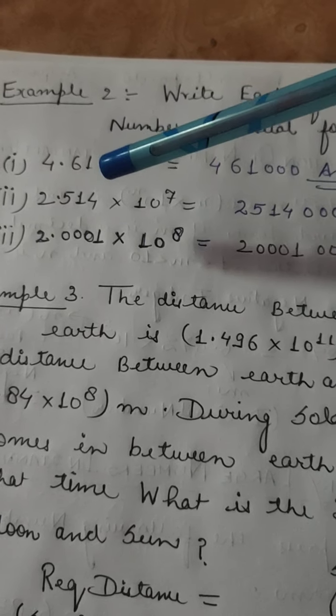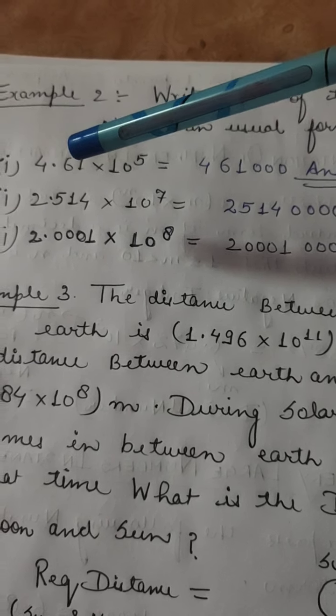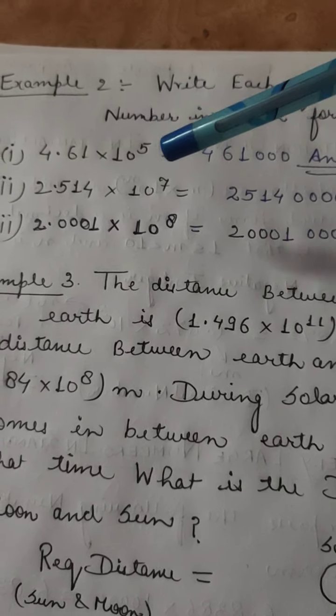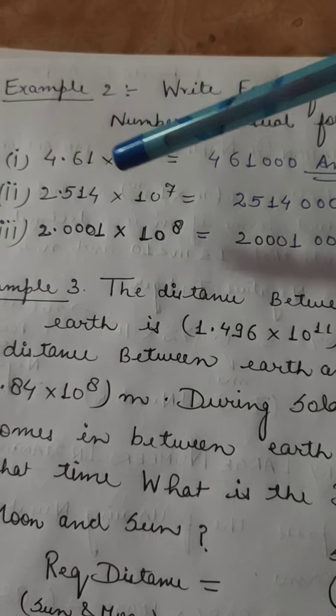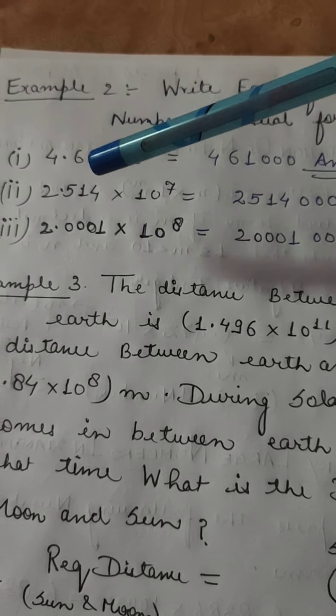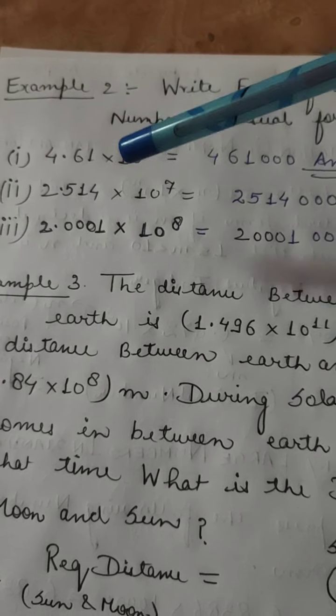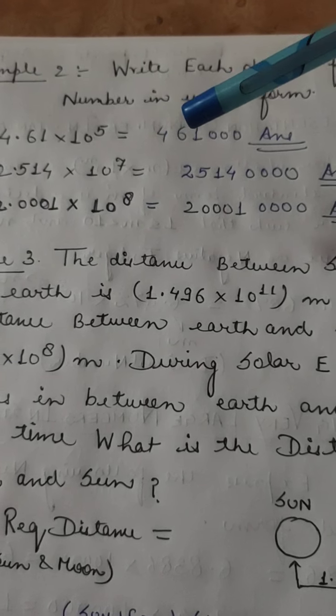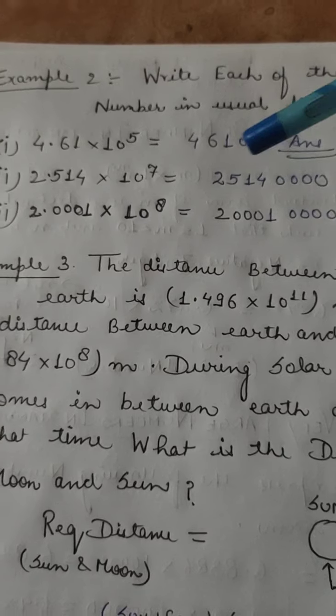I have multiplied the given number by 10 to the power 5, so the decimal will move towards the right side. How many places? 5 places, because 10 to the power 5 is there. So 1, 2 and 3 more zeros will be placed. The result will be 4,61,000. This is the required answer.